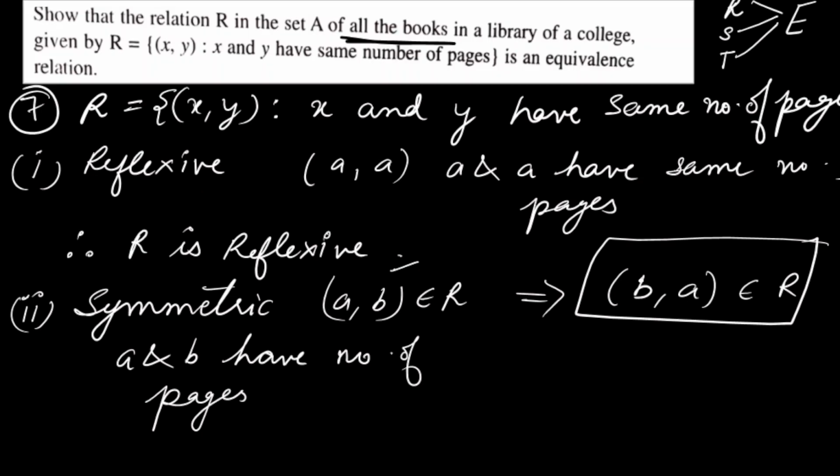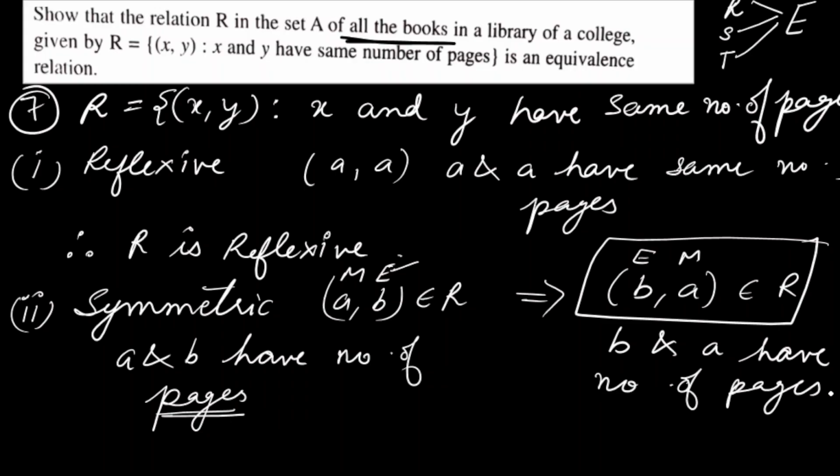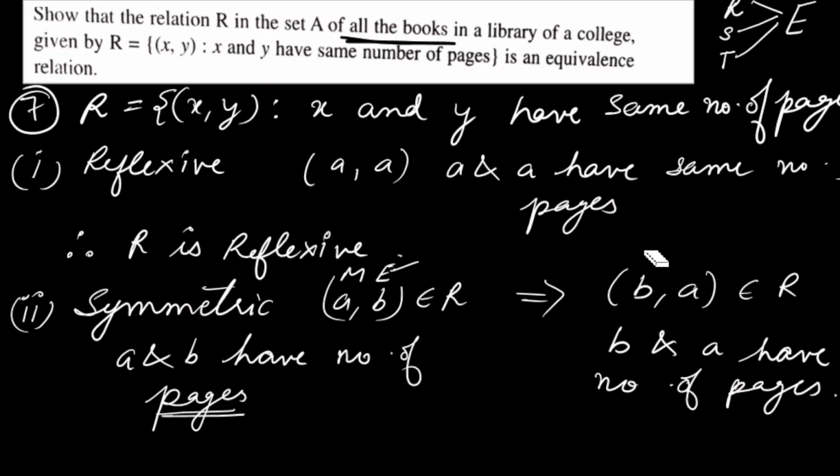Okay, so that means if B comma A is there, see if this is maths book and this is English book, so you can see here A and B, maths and English, if they have the same number of pages, then yes, because only their place is changed, the book is not changed. So this also will satisfy that B and A have the same number of pages. So therefore we can write this thing here: if A comma B belongs to R, it implies B comma A also belongs to R.